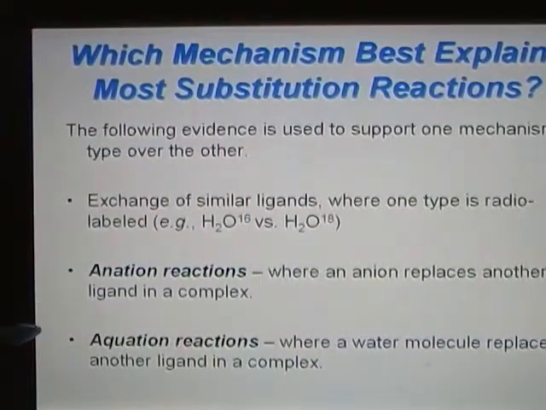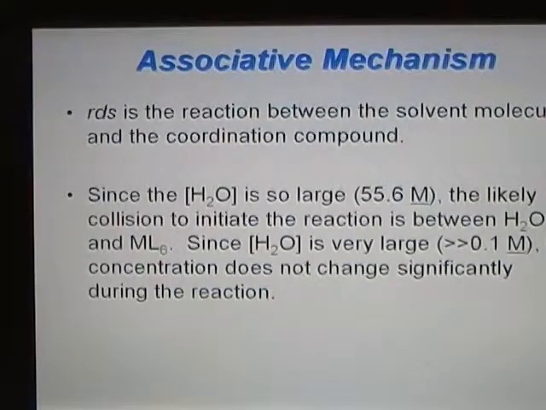The second type of reaction that we will look at that will help us determine which mechanism is correct is anation reactions, where an anion replaces another ligand in a complex. The third type is aquation reactions, where a water molecule replaces another ligand in a complex. The associative mechanism is what we will look at first.